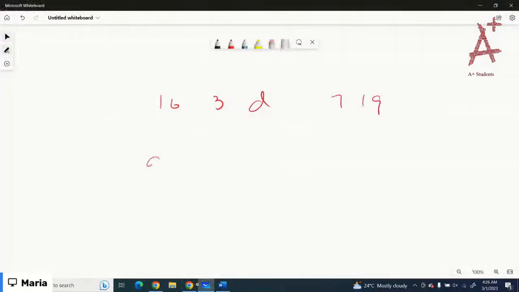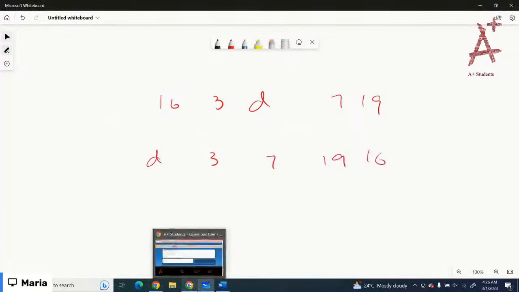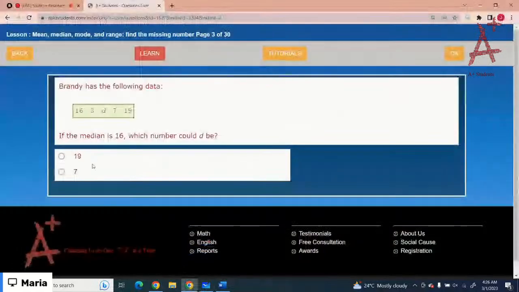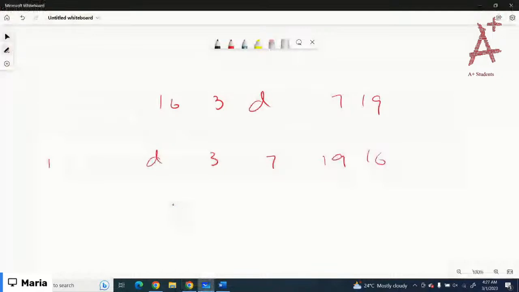Let's suppose D is here. You have 3, 7, 19 and 16. The median is, you have two options, 19 and 7.